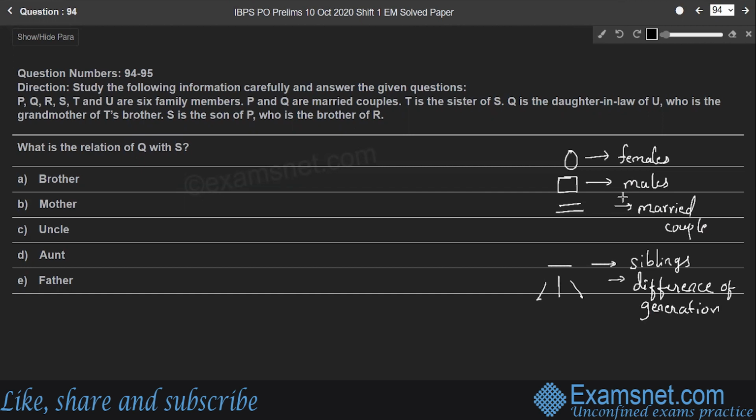Here the given points are: P and Q are married couples. So P and Q are related by parallel lines, right? And Q is the daughter-in-law of U. That means Q is a female, right? So P is the husband of Q, and Q is the daughter-in-law of U. And U is the grandmother of T's brother.